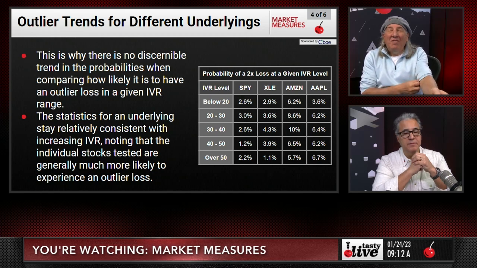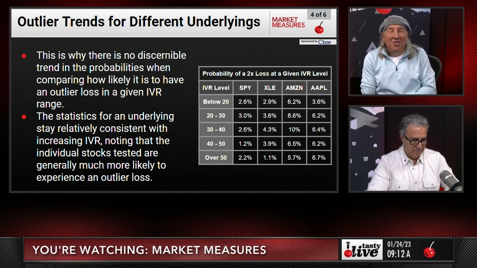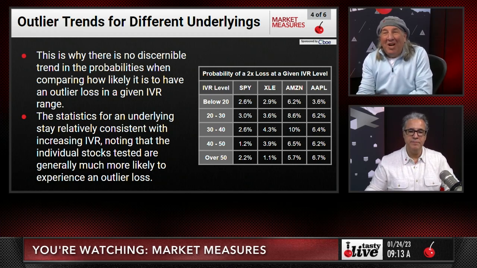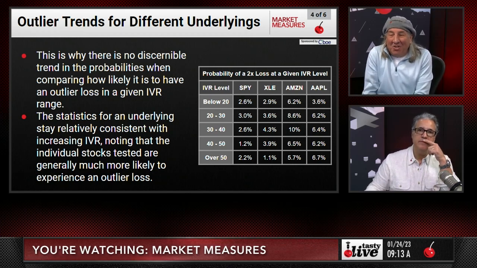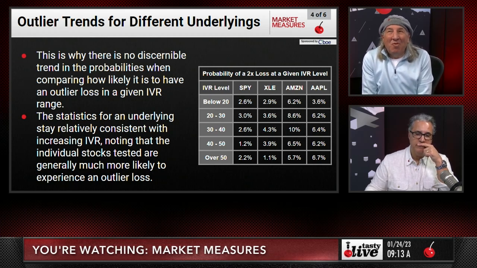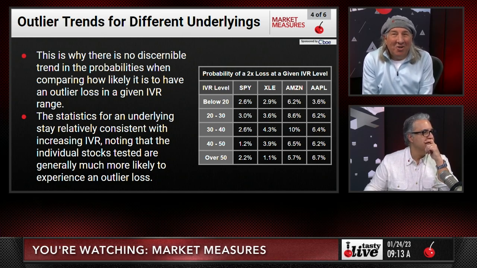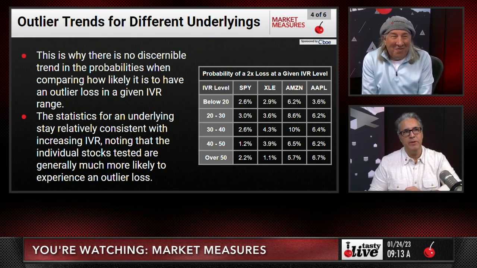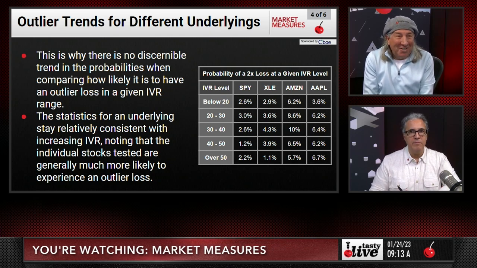The majority of outlier losses happen when IVR is under 20, because we're under 20 most of the time, and over 50, because 50 to 100 is the biggest range. So it happens in those two spaces. But the probability of it happening is the same below 20, in 20 to 30, 30 to 40, 40 to 50, and over 50. Now, you might lose less over 50, and you might make more, but the probability of it happening doesn't matter.